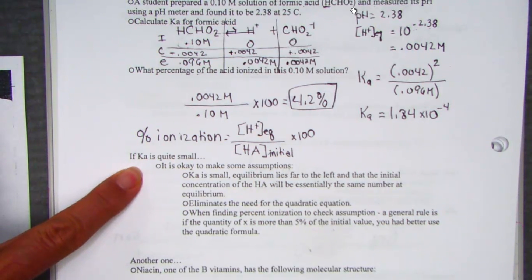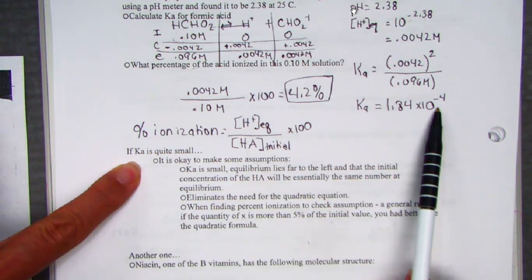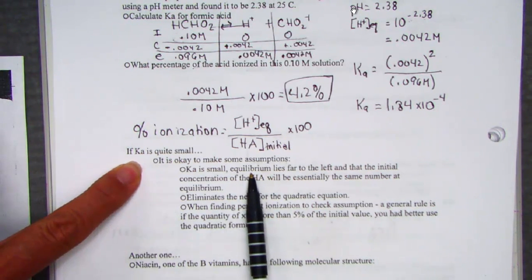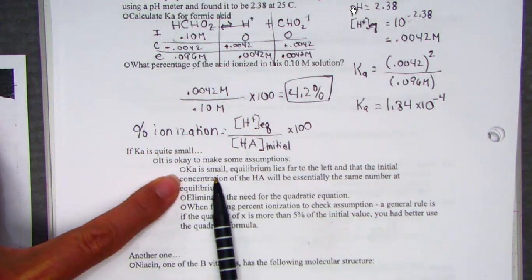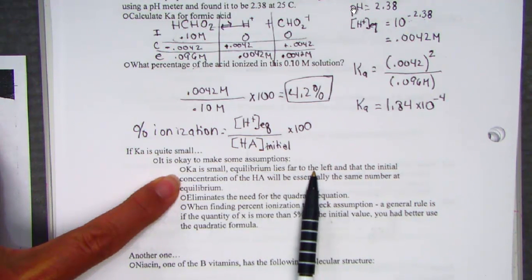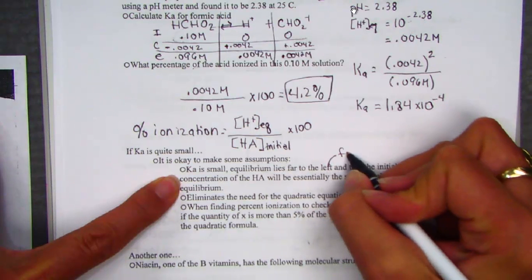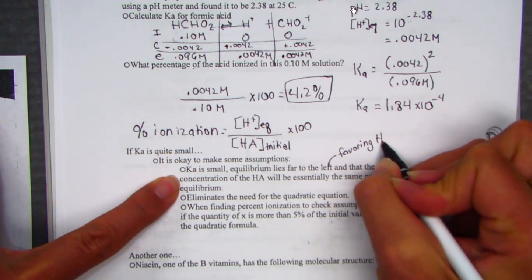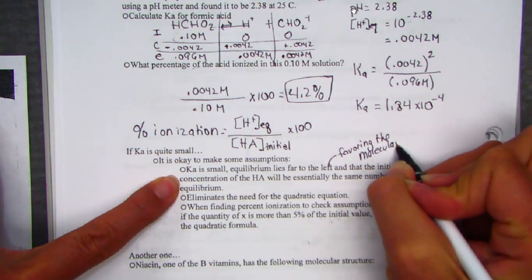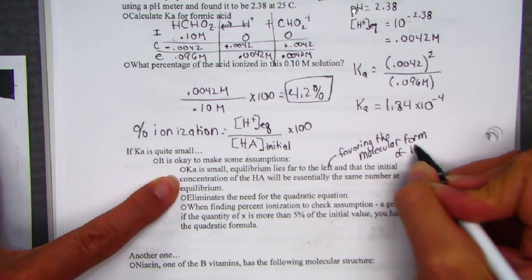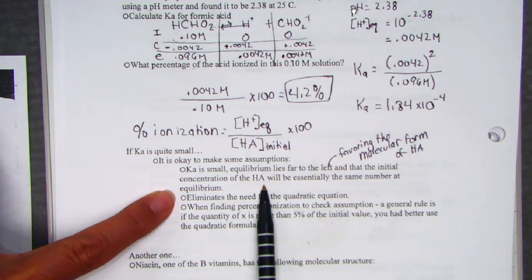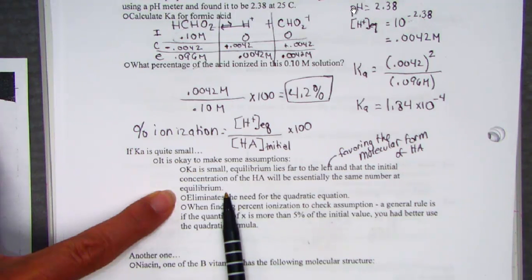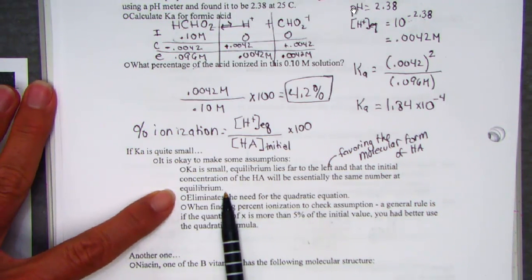If Ka is quite small, and it was on the order of 10 to the -4, it's a small number, there are some things that we're going to assume. Here are some assumptions we can make. If Ka is very small, a number far smaller than 1, we know that the equilibrium lies far to the left. That means it's favoring reactants, favoring the molecular form of our acid, and that the initial concentration of HA will essentially be the same number at equilibrium.